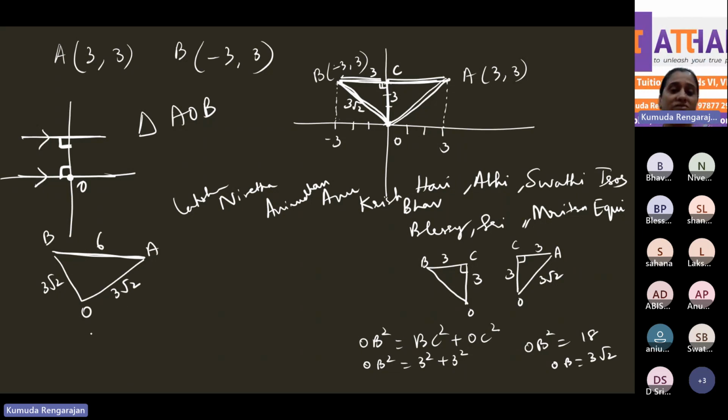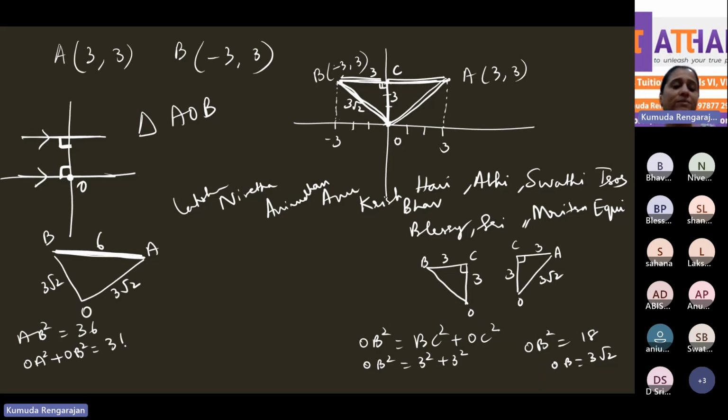This is 6. Now let us see if the sides satisfy the converse of the Pythagoras theorem. For that, what should you do? 6 is the longest side. Square that separately, that is, AB square, 6 square, 36. Now find the sum of the squares of the other two sides, that is, OA square plus OB square. So you get 3 root 2 the whole square, which is 18 plus 18, which is 36.